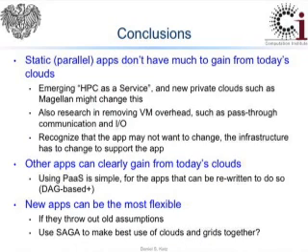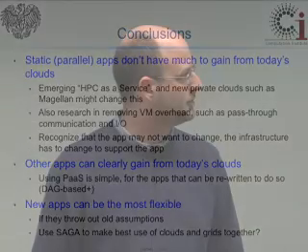The emerging HPC as a service and new private clouds such as Magellan certainly could change this, and I kind of look forward to seeing how some of this happens in the next year or 2. There's also research in removing some of the VM overhead. There's pass-through communication and pass-through I/O that the VM folks are working on that also could help this situation.